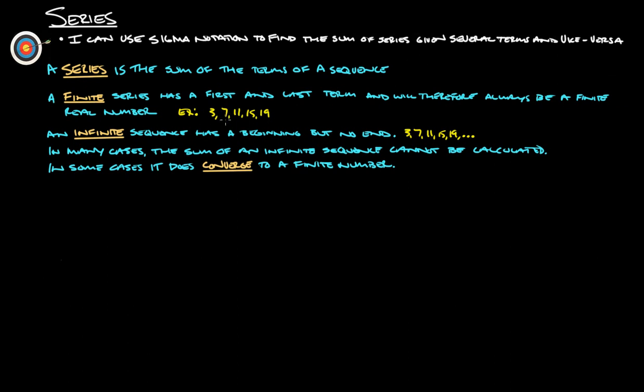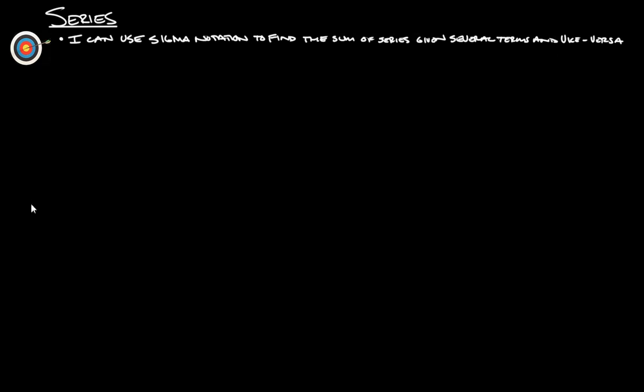An infinite sequence has a beginning but no end. So like 3, 7, 11, 15, 19, and so on, meaning it goes on forever and ever. In many cases, the sum of an infinite sequence cannot be calculated, but in some cases, it does actually converge. It ends up getting closer and closer to a finite number. So we'll look at some cases like that.